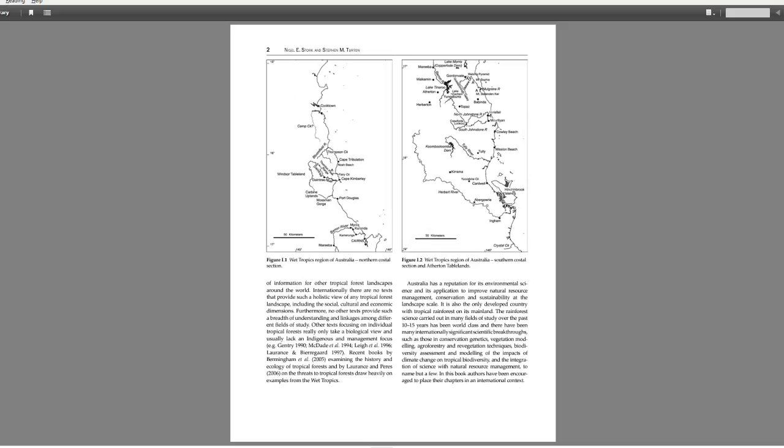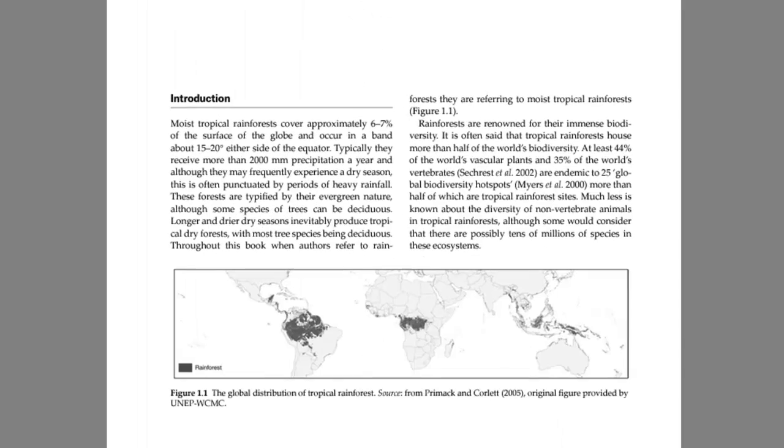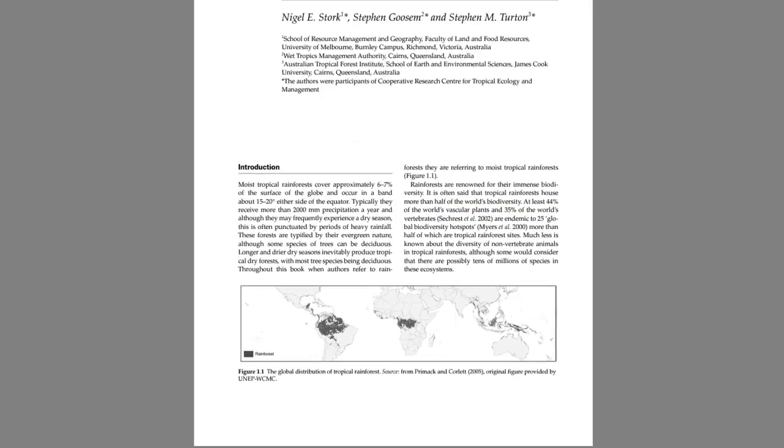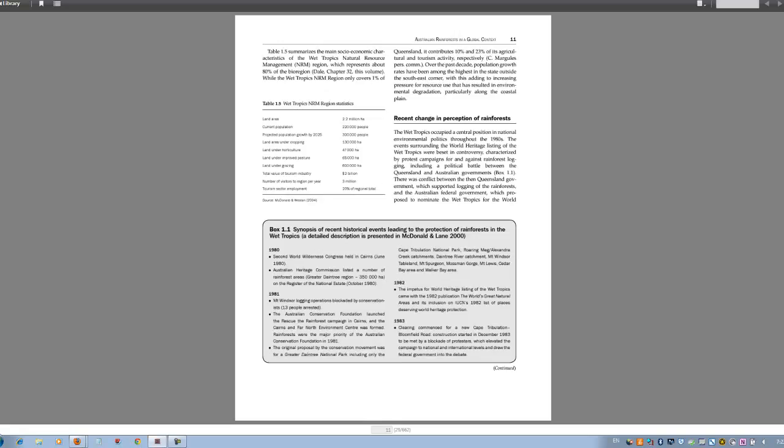So the next thing I'm looking for, if I go into the chapters of the book, is I can see that there are figures and tables, quite common in scholarly and academic books. But the other thing that I'm after is I can see that they've cited their sources using in-text citation.